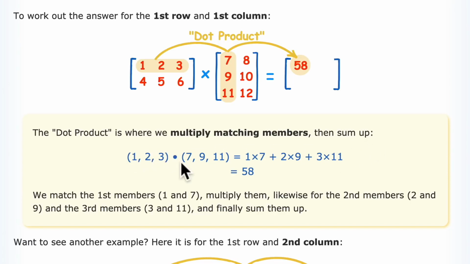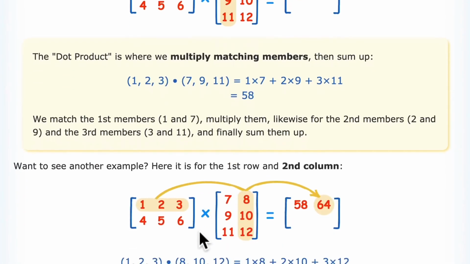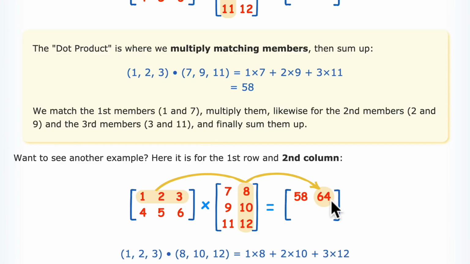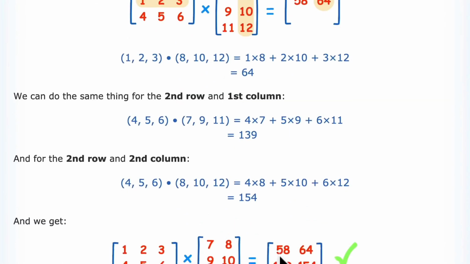So 1, 2, 3 times 7, 9, 11 equals 1 times 7, 2 times 9, 3 times 11. That equals 58. Then we do it again for the second column, and that's 64. And then again, again, again.